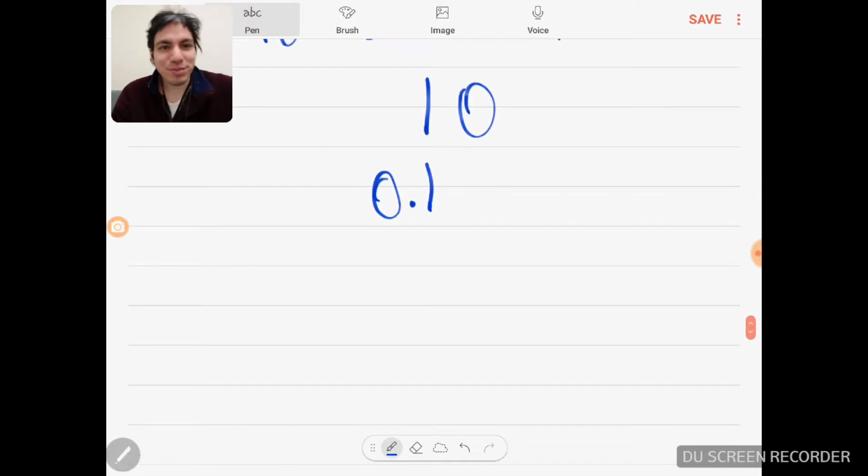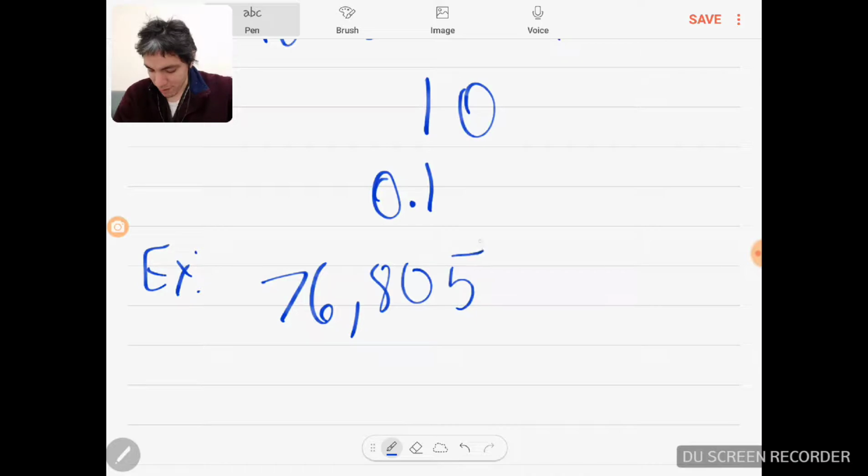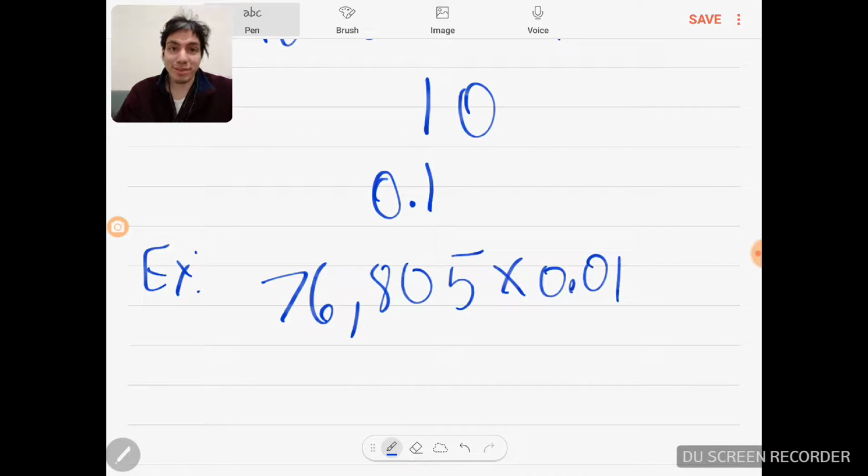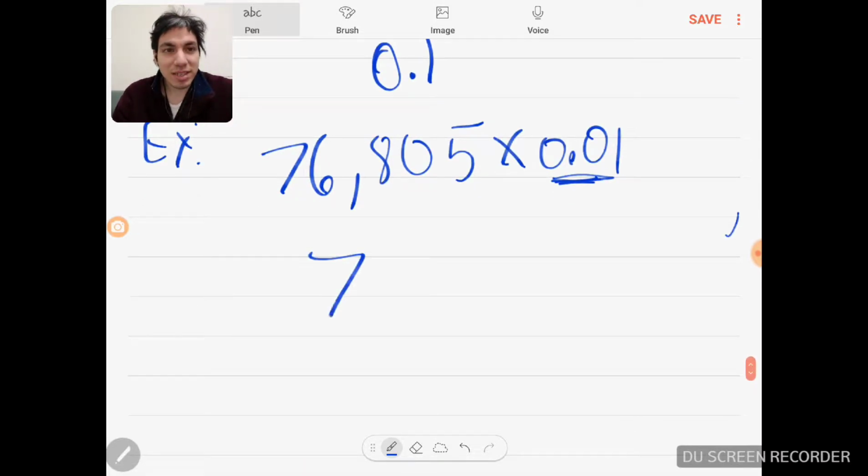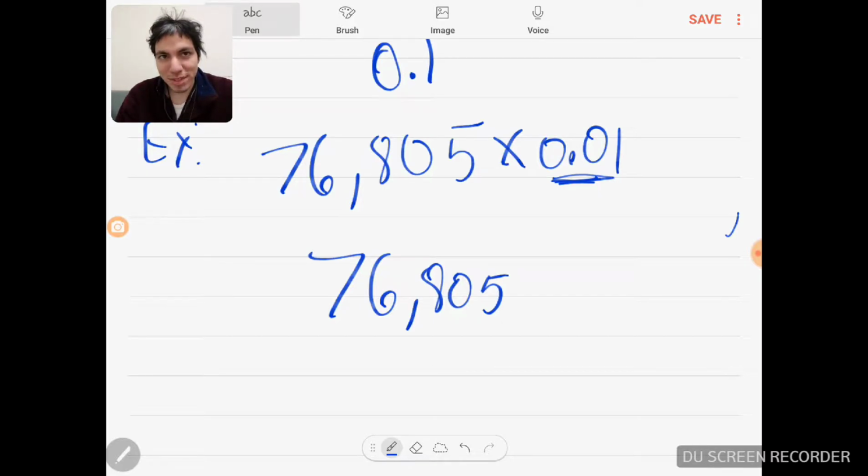So let's do another example. Let's say I had 76,805 times 0.01. So now you see the zeros are in front of the 1. I have to move it over 2 times because that's how many zeros are here. So knowing that, I'm going to take 76,805. So remember, the comma here means thousands. I'm not looking at that as a decimal point. So do not do that. The decimal point goes right behind the 5. So therefore, I have to move this decimal point over 2 times.